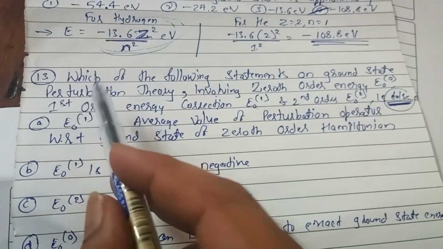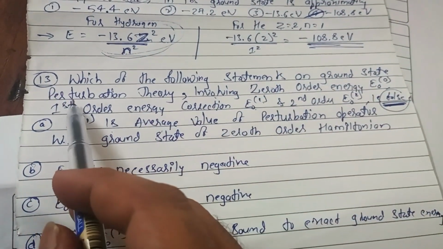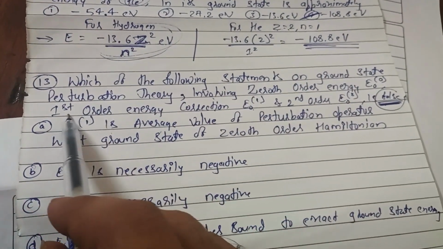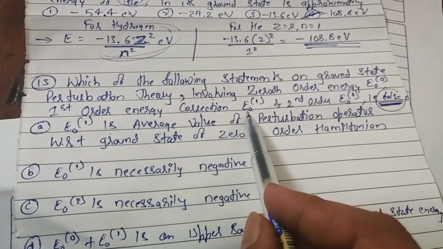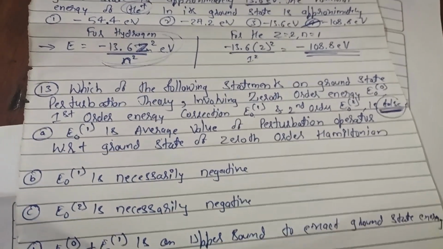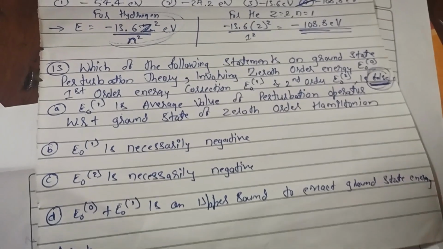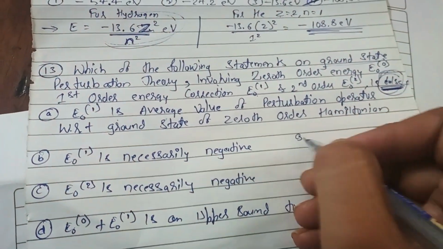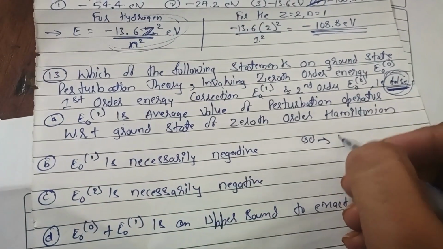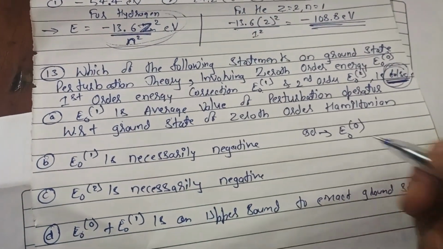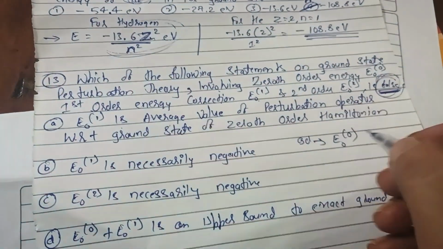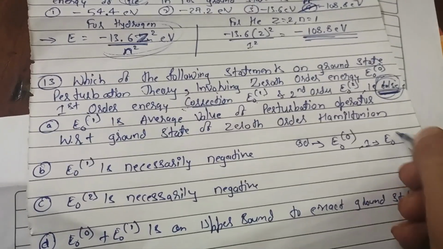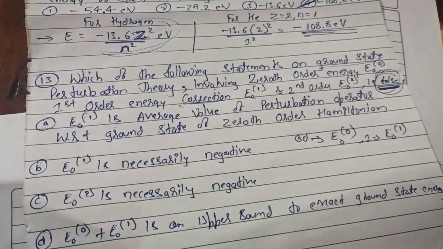Okay, for the 13th question: which of the following statements on ground state perturbation theory, involving zeroth order energy E naught superscript 0, first order energy correction E naught superscript 1, and second order E naught superscript 2, is false? To simplify, I am explaining that for the ground state the zeroth order energy is E naught 0, for the first order there is a correction term E naught 1, and for second order E naught 2.